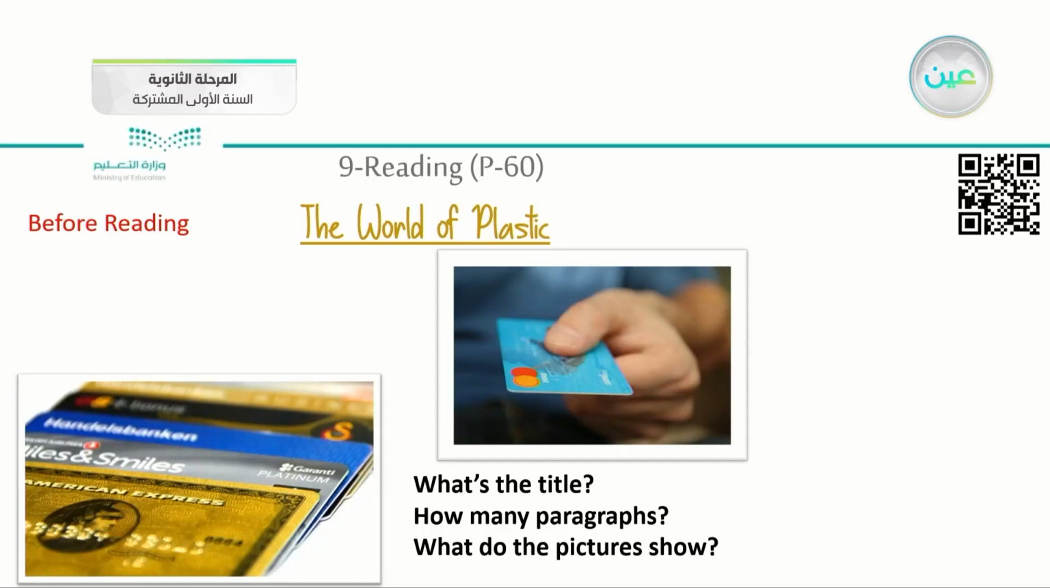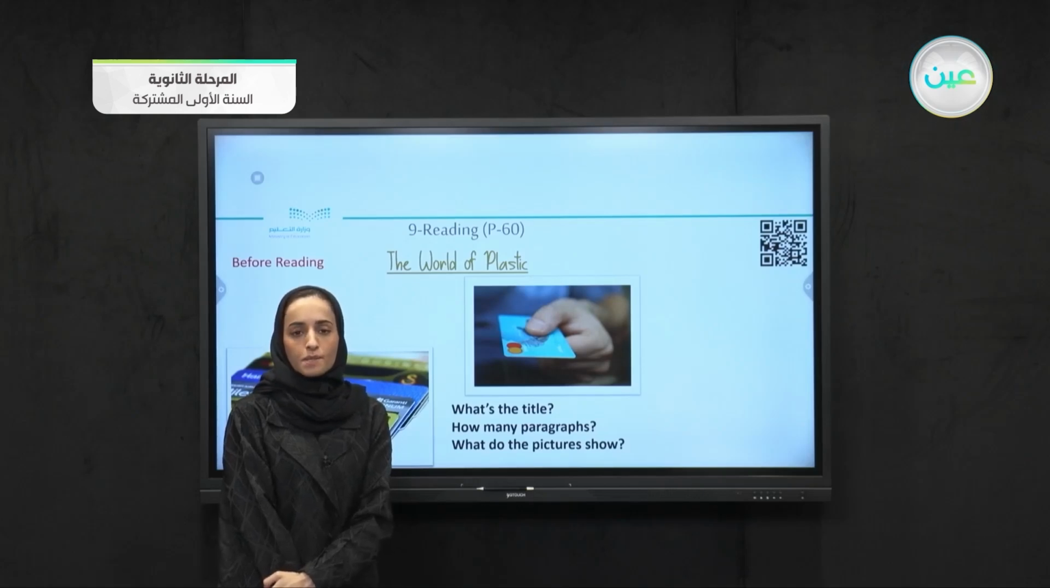Okay. What do the pictures show? Let's look at the pictures. We're having 2 pictures on page 60 and 61. We're having a picture for a card, and someone is handing a credit card. Handing it, trying to use it. And the other one is for a number of credit cards or cards.